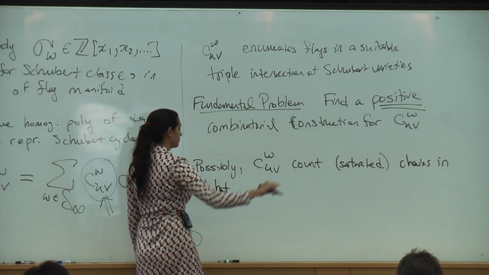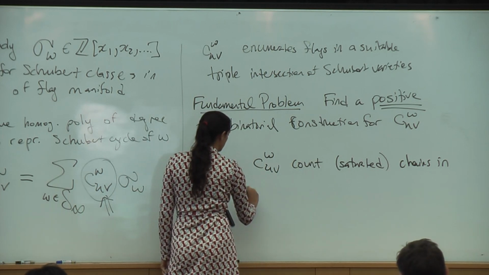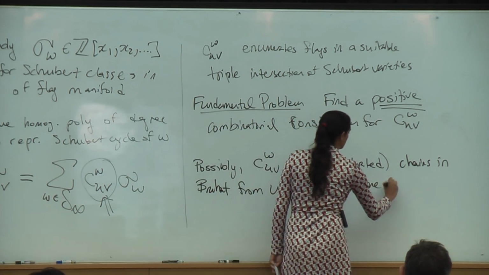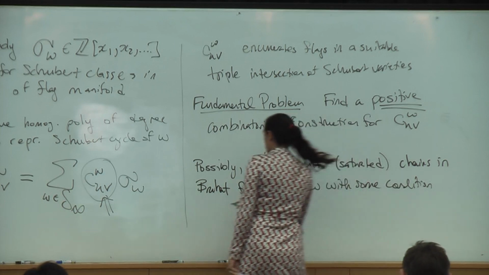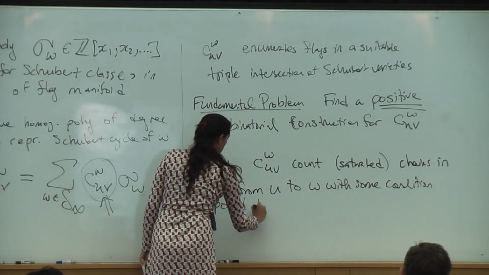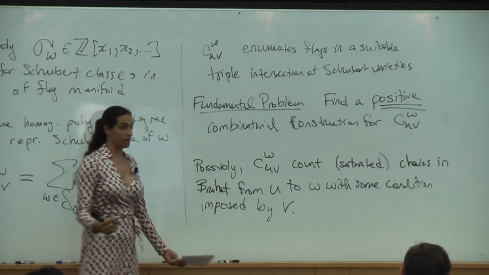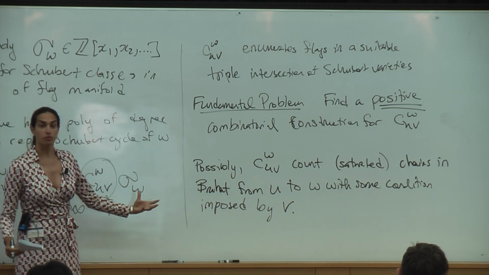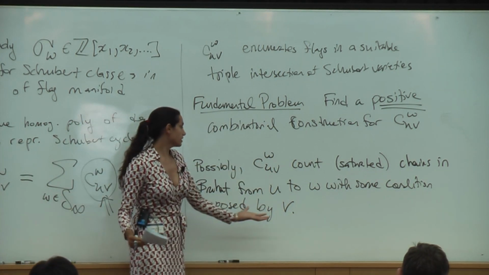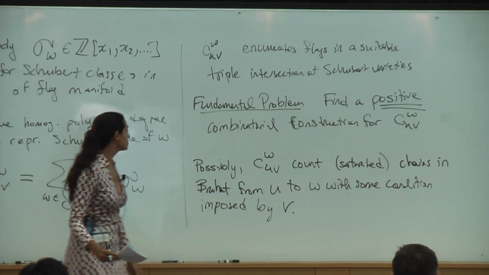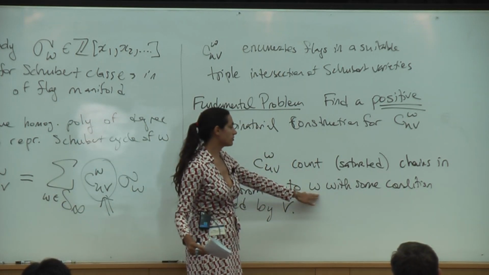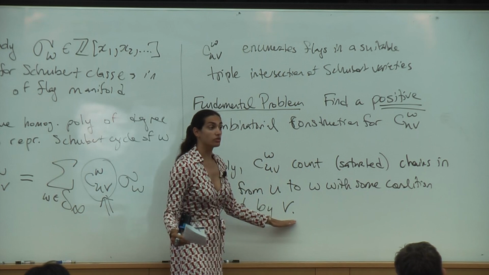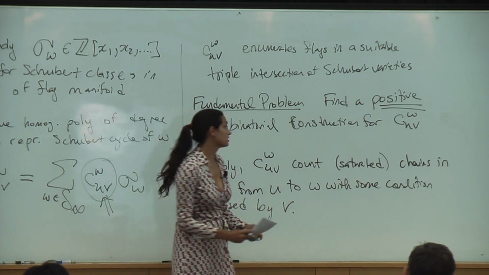And if you're not sure what Bruhat order is, it's over there. I'll explain it. Saturated chains in Bruhat order from u to w with some condition imposed by v. Now, is that vague? Yes. If I could say it specifically, I would be done. But this is sort of the flavor of the answer that I'm looking for. So I want to know that these numbers count saturated chains in Bruhat order, which is the ordering of permutations, starting at u, going up to w, and you only take certain chains that satisfy some condition that v is telling you to do. Okay, that's sort of the idea.